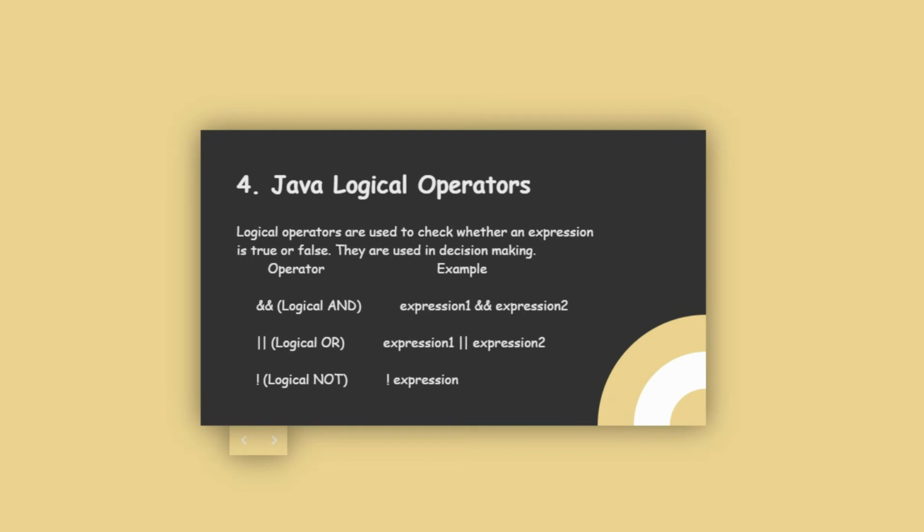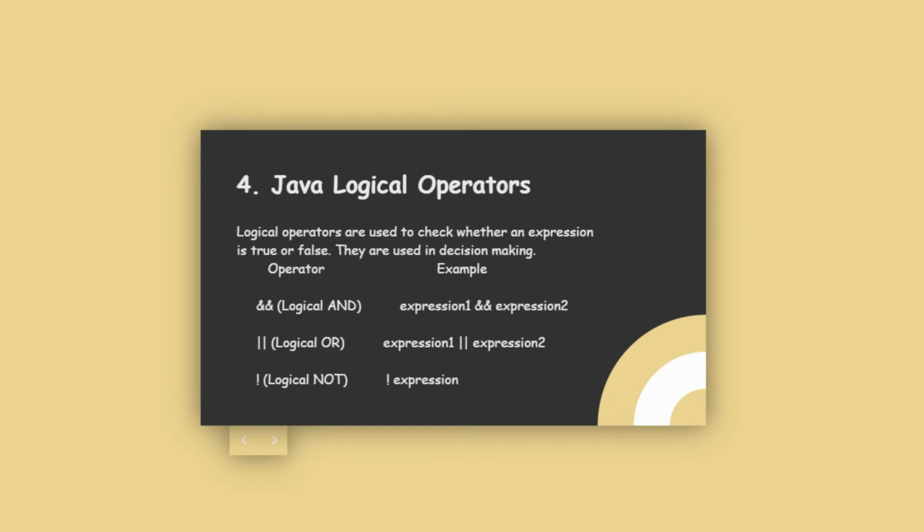The Java logical operators are used to check whether an expression is true or false. Here on the screen, as you can see, some logical operators. The logical AND operator is used with two expressions. It will return true only if both expression 1 and expression 2 are true. Otherwise it will return false.